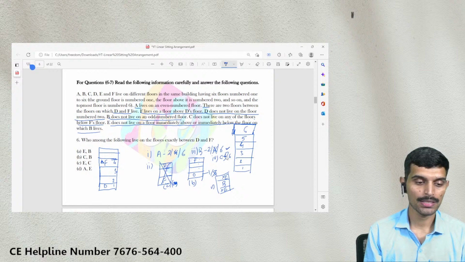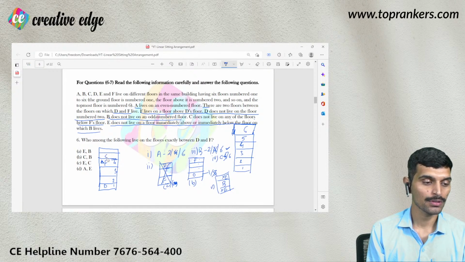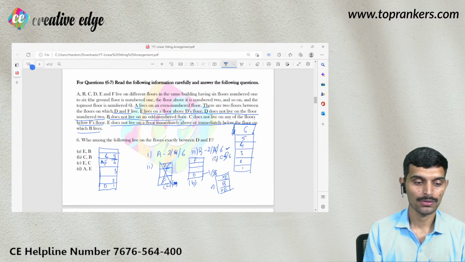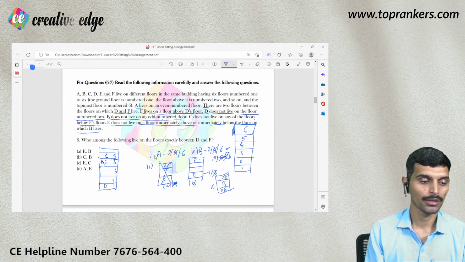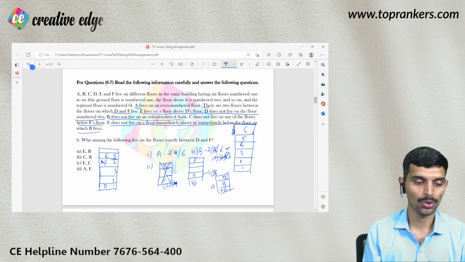So C has to be on floor number 5. So this is C above F, floor number 5. This clue has been consumed. Now we are left with A, either 2 or 6.